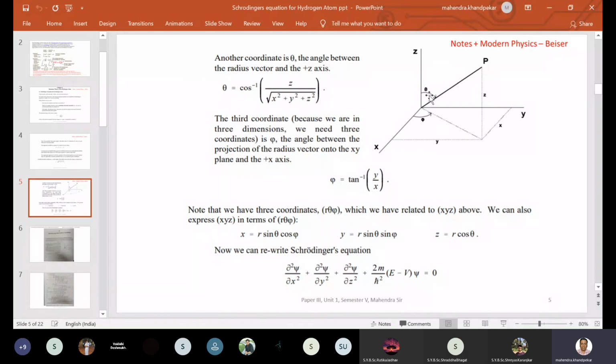Okay, so cosine, if you take cos theta, that will be the adjacent upon the whole hypotenuse here, and we know r is nothing but under root of x square plus y square plus z square. So we get theta in this form.